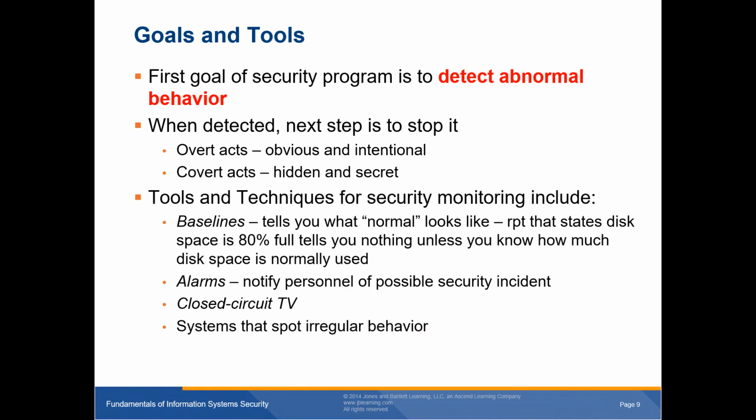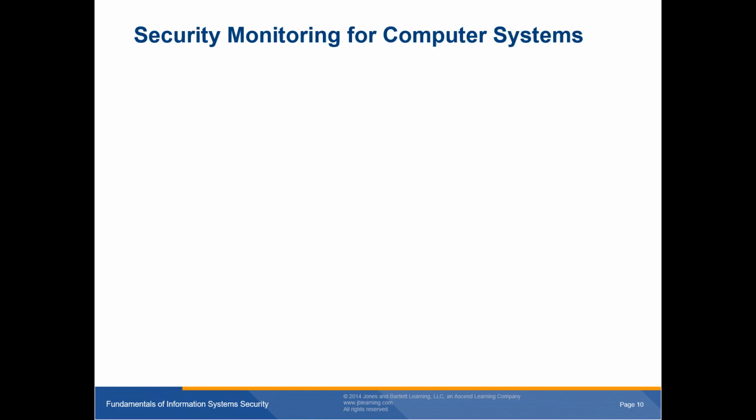Tools and techniques for security monitoring include baselines, which tell you what normal looks like. A report that states disk space is 80% full tells you nothing unless you know how much disk space is normally used. Alarms notify personnel of possible security incidents. Closed circuit TV, systems that spot irregular behavior. Security monitoring for computer systems.